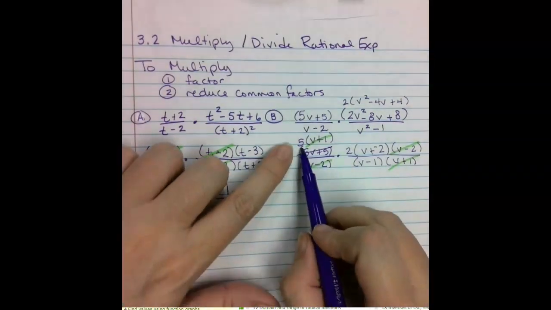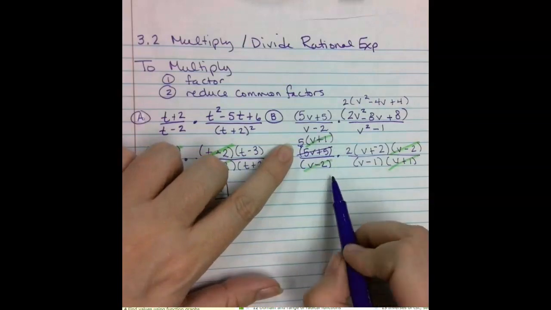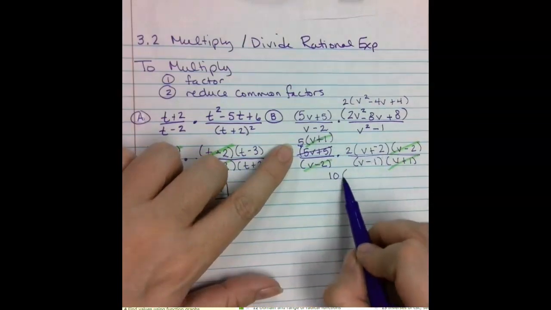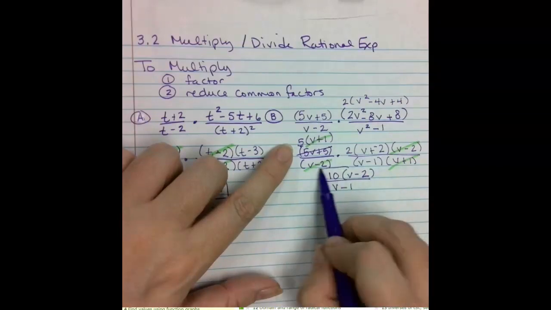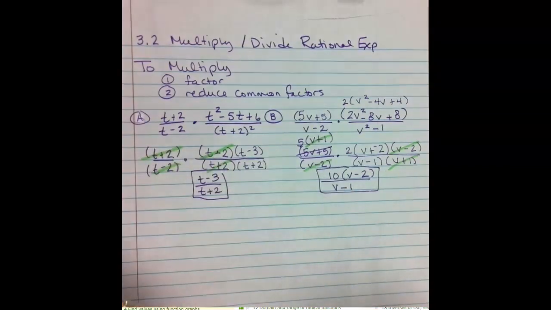So what I have left on top is 5 times 2 is 10. And then I have this v minus 2. And on bottom I have v minus 1. If I needed to get an answer that looked like my choices, I could distribute this part here.